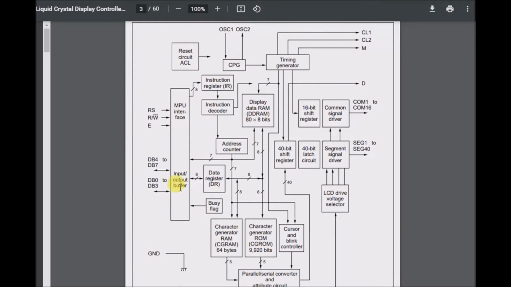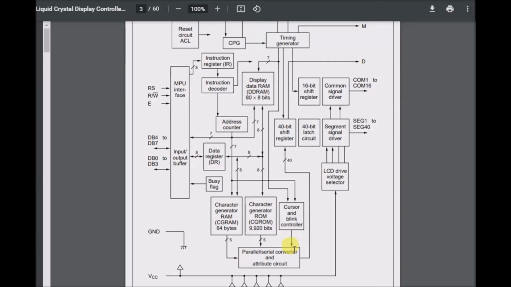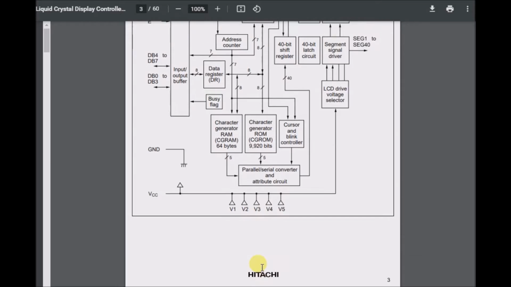MPU interface, input-output buffer, instruction register, instruction decoder, timing generator, display data RAM, DDRAM, 16-bit shift register, common signal driver, address counter, data register, busy flag, 40-bit shift register, 40-bit latch circuit, segment signal driver, LCD drive voltage selector, character generator RAM, CG-RAM 64 bytes, character generator ROM, CG-ROM 9920 bits, cursor and blink control, parallel serial converter, and attribute circuit.